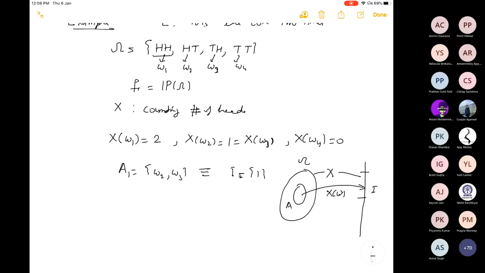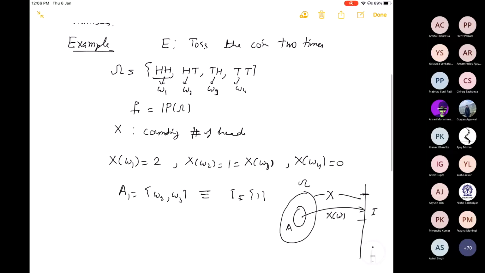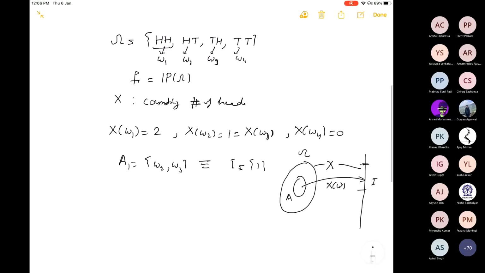Okay, so A here becomes omega 2 comma omega 3. X is counting the number of heads. This is 1. Similarly, A2 we can take, let us say, omega 2 comma omega 3 comma omega 4. If we want to write it in terms of range, then since X is counting the number of heads, omega 2 has 1 head, omega 3 has 1, and omega 4 has 0. So 0 comma 1.